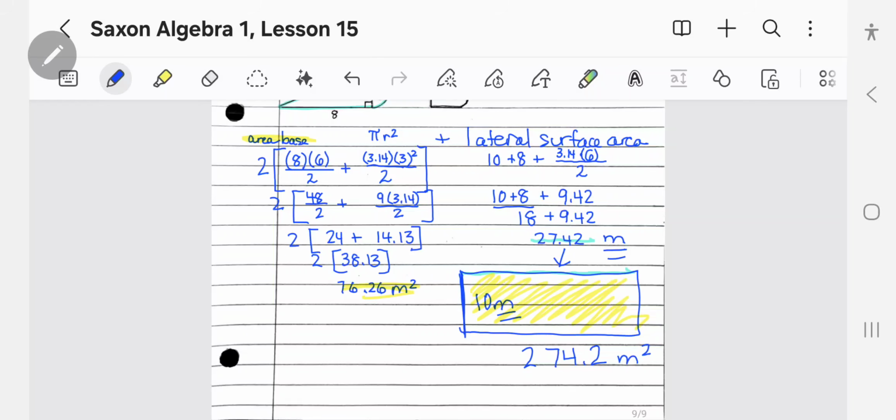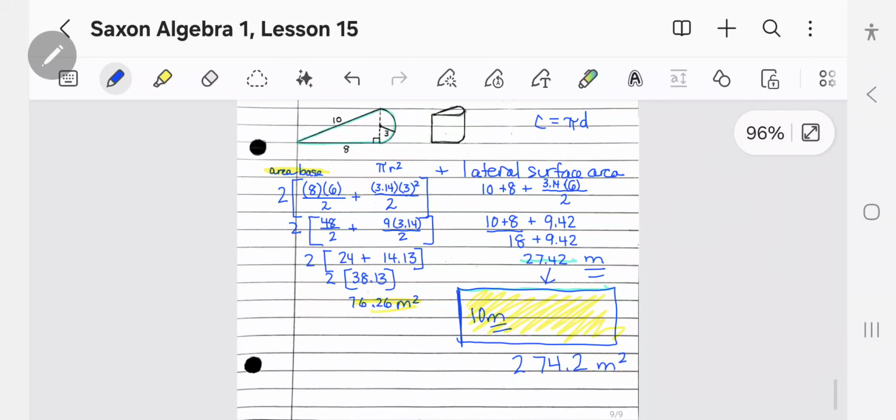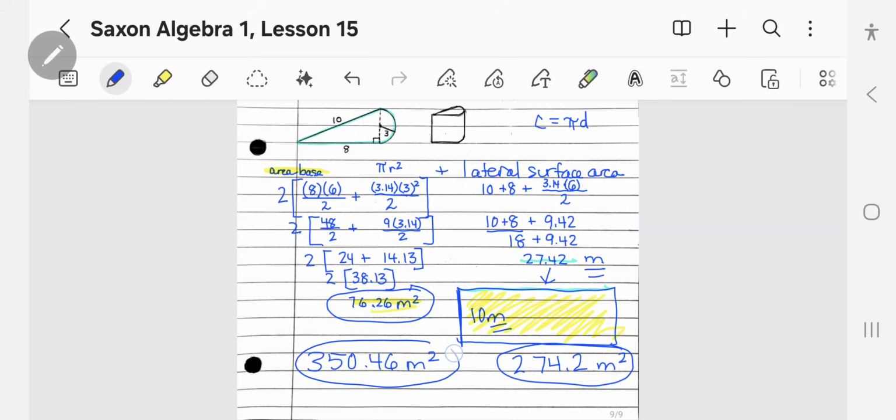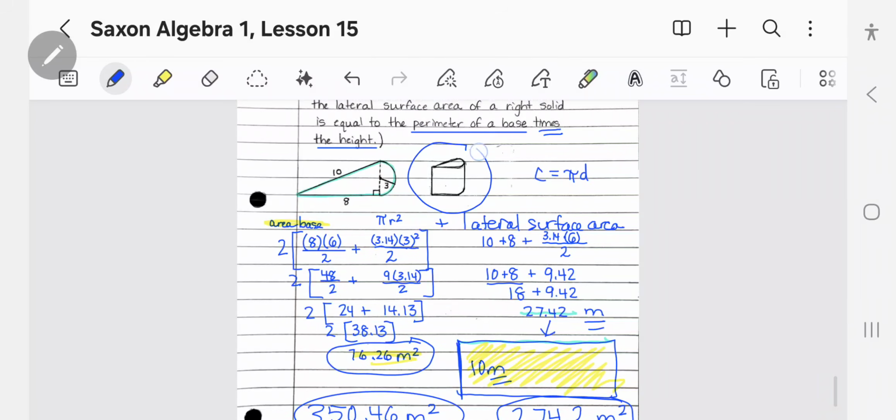So now we have that lateral surface area, and we can add these two together. When you add this number plus this number, you get 350.46, 350 and 46 hundredths, and that is in square meters. And that is your total surface area for this figure here.